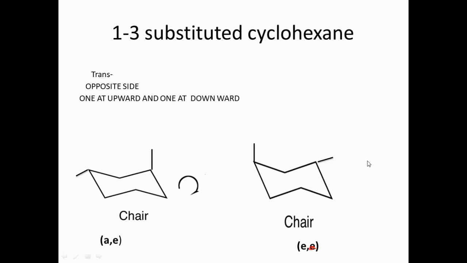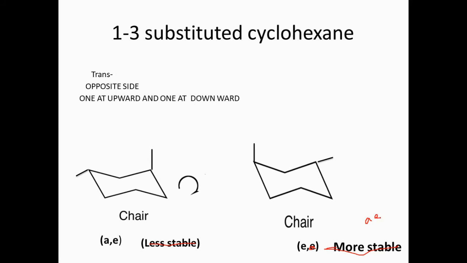In the case of 1,3-disubstituted cyclohexane, trans form is: if the first substituent is at axial, the other will be at equatorial. Okay, axial-equatorial. Which one is more stable? Axial, equatorial. In the case of trans form, both are the same, like axial-equatorial and equatorial-axial. Both have the same energy.